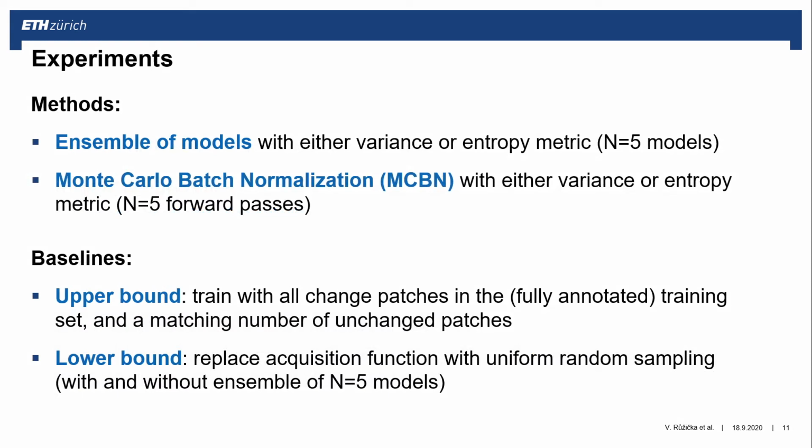So we are testing the model ensemble and the Monte Carlo batch normalization methods with two baselines. The upper baseline is a comparison with a model which had access to the whole fully annotated dataset, where we selected all the changed patches in that dataset and then added a matching number of unchanged patches. As a lower bound, we are using a baseline where we have replaced the acquisition function from one of these methods to be a uniform random sampling.